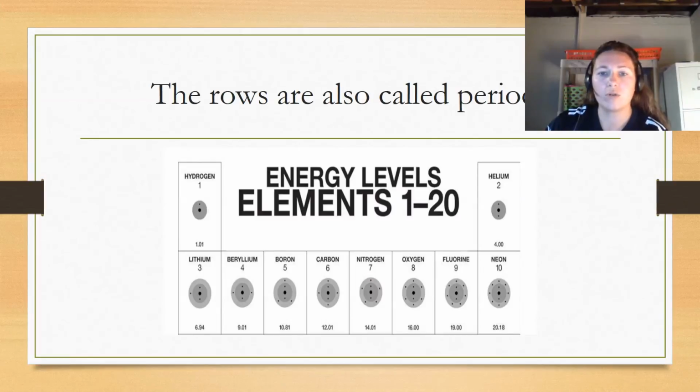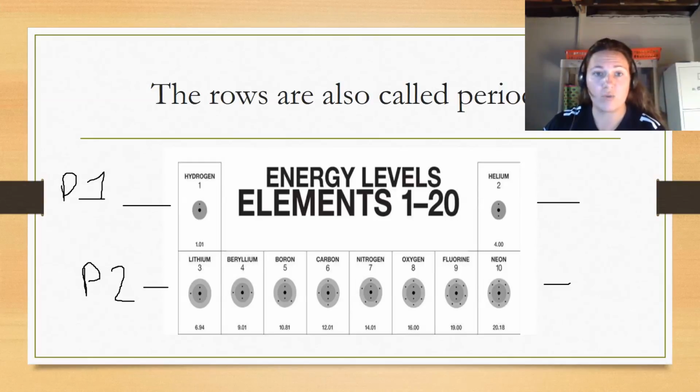So rows are also called periods. So this row here is period 1, and then this one here is also period 2. And as you see, they match, right?